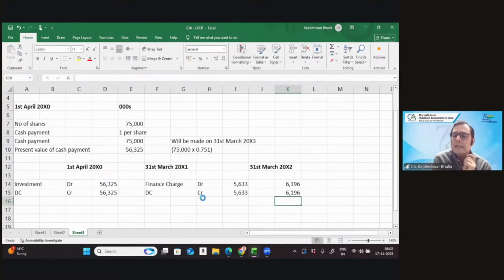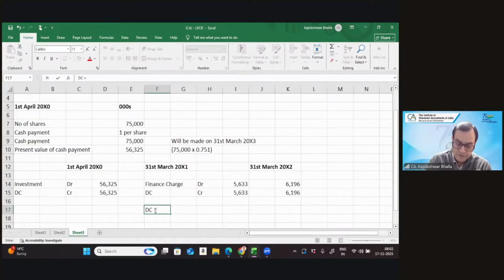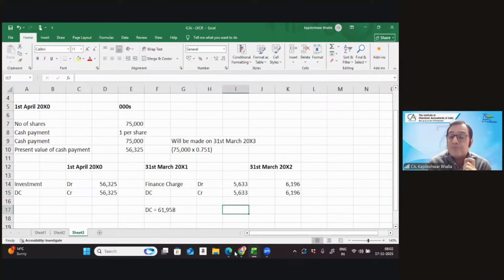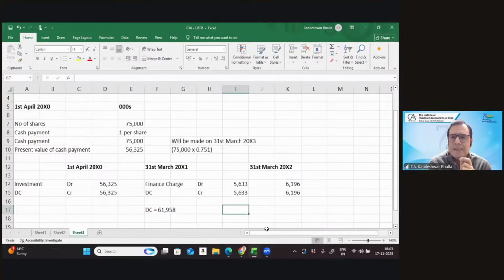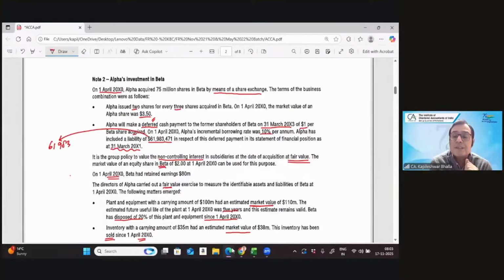So let me also see what the figures of DC are at the end of each balance sheet date. When you did the unwinding at the end of March X1, 56,325 plus 5633 stands at 61,958. I think we can definitely get this matched. If I go back, it says 61,983. So this is 61,983. I think there's a slight little difference. Let me just get back, because this should have been matched with a figure which is 61,983.